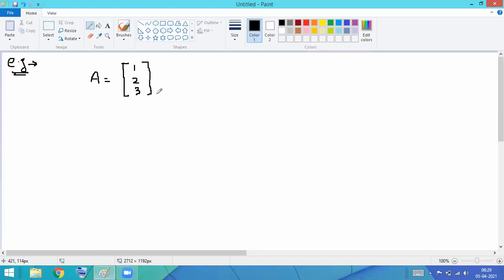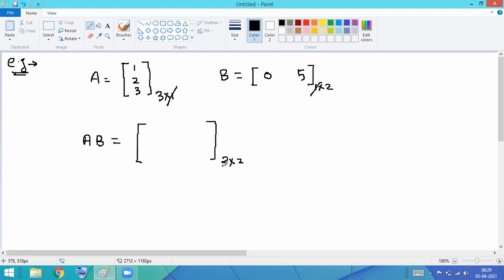3 into 1. Now suppose we have the matrix B, 0 and 5. What is the order of this matrix? 1 row, so 1 into 2. Now you tell me, guys, if I have to find out AB, what will be the order of AB? The 1 and 1 cancel. What will be the order of AB? 3 into 2. It means that it will have 3 rows and 2 columns.